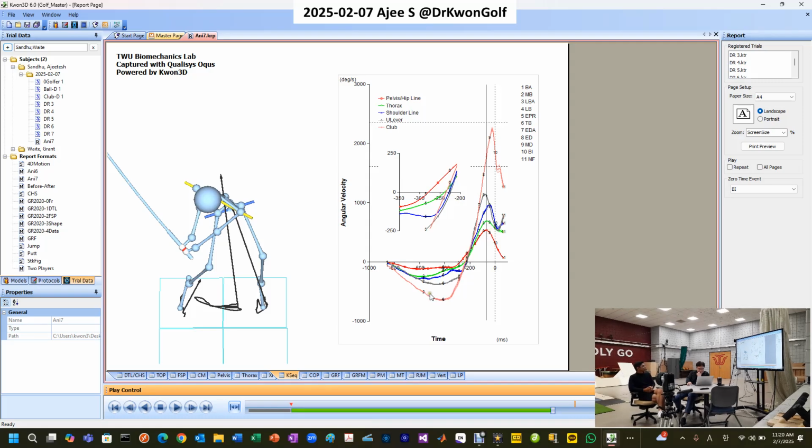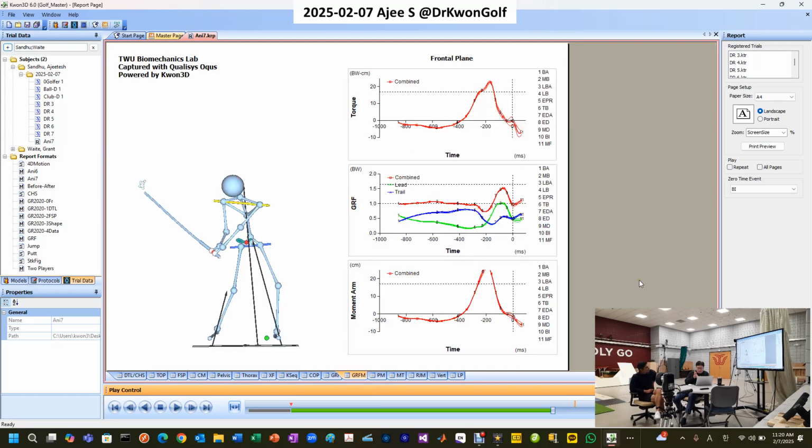So these generally show the shape of the motion. Now let's go to the ground reaction force and the torque you generate.